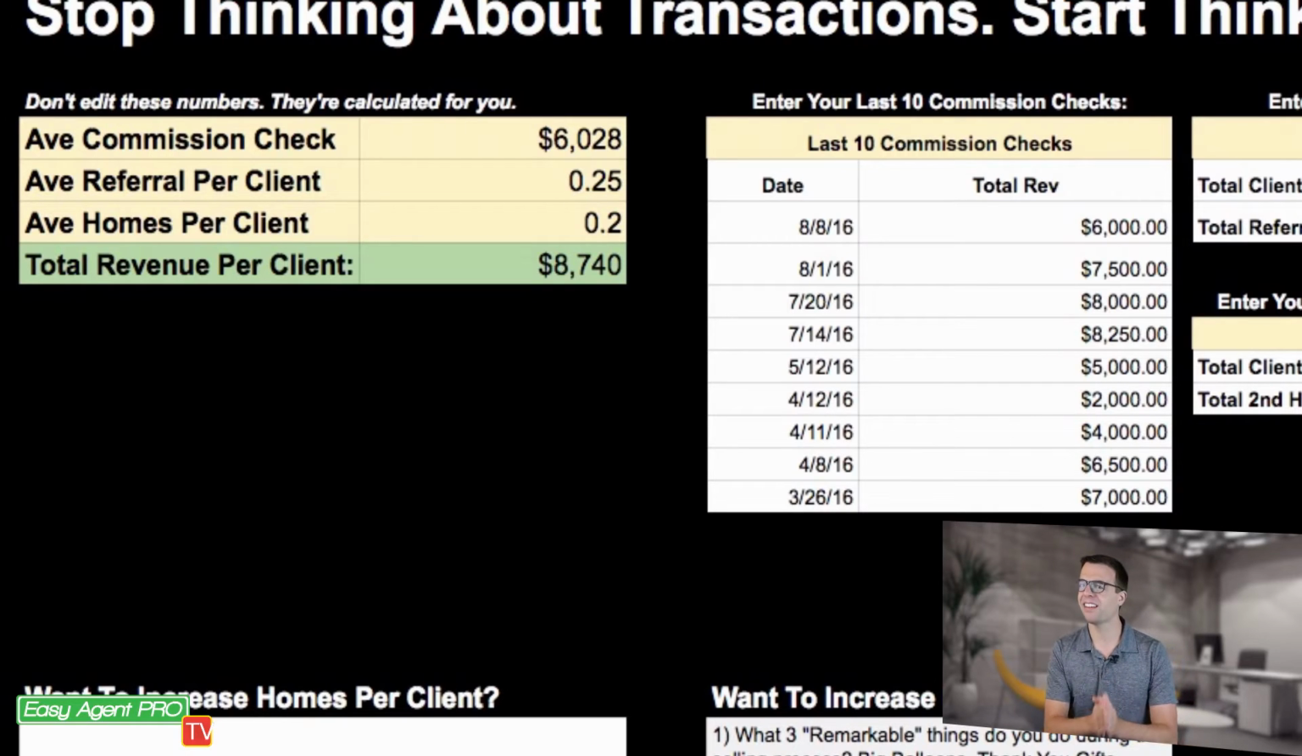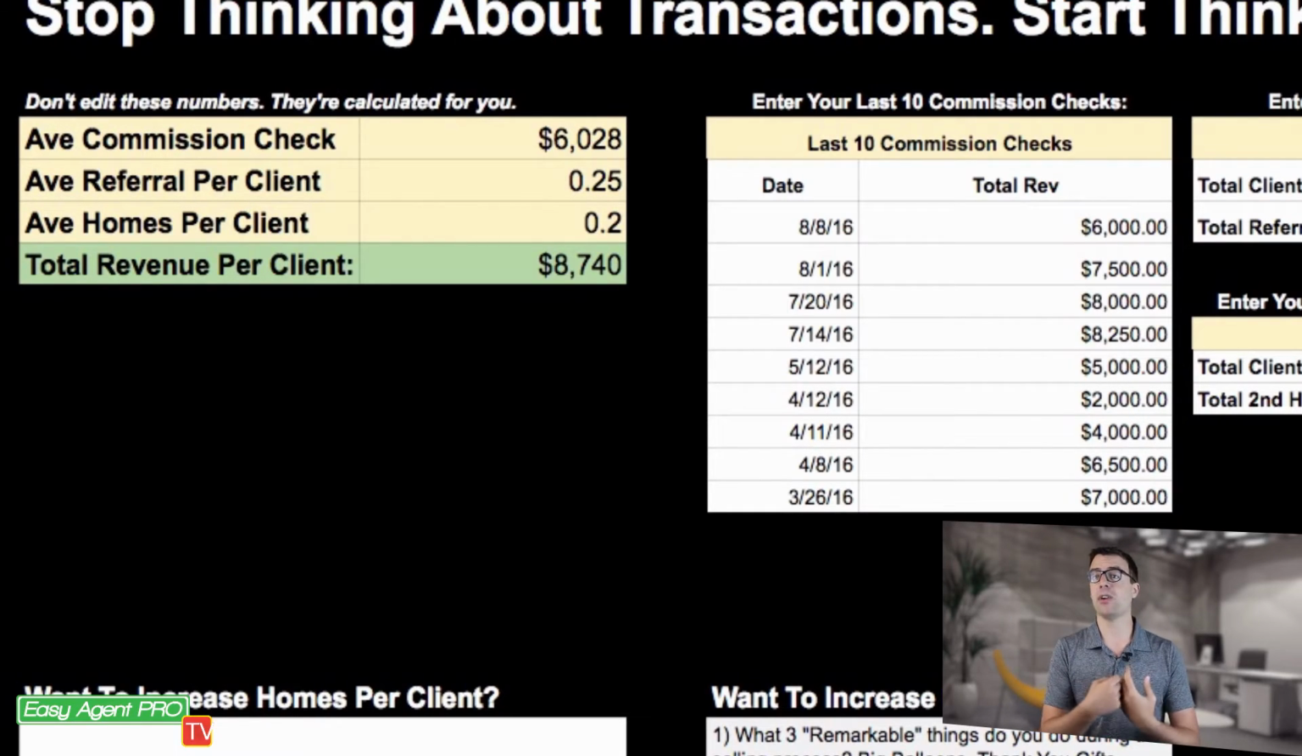And the last number, the 3rd number, is the average homes per client. And that's how many people over the last 2, 3, 4 years, 5 years, 10 years, 20 years of your business have bought a second home from you because they bought the first, right? And so those are the 3 ways that you can really impact your real estate business's bottom line at the end of the year, right? And that's what this spreadsheet breaks down.